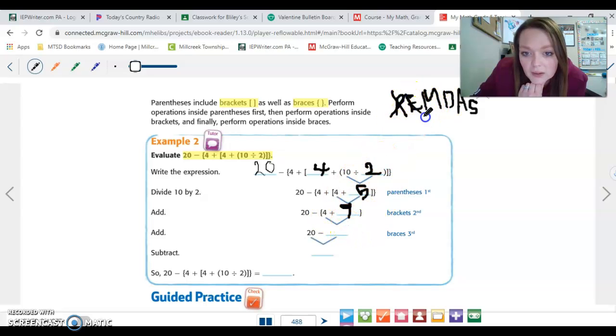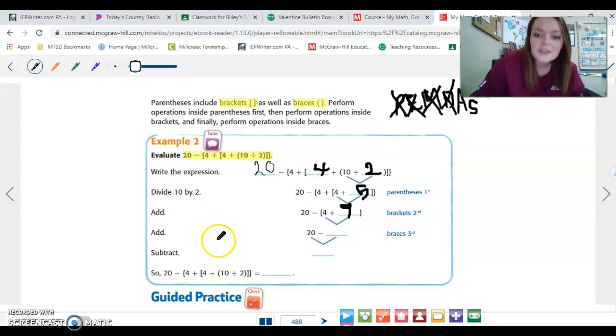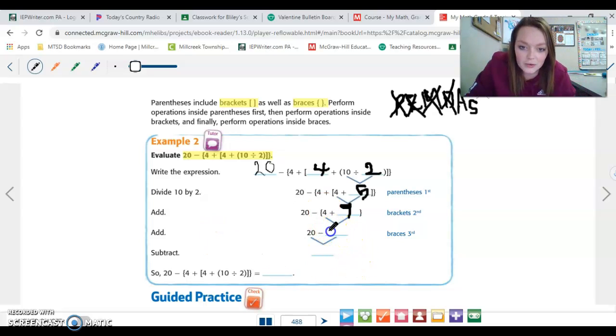I do not have any exponents. I do not have multiplication or division, but I do have addition. So I need to do 4 plus 9. Sorry, that is a 9, even though it doesn't have a hole in the middle. So 4 plus 9 is 13. I can cross out my addition.